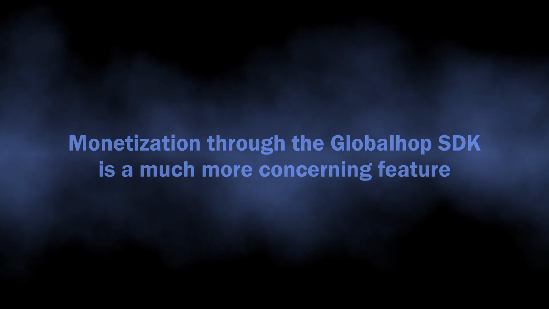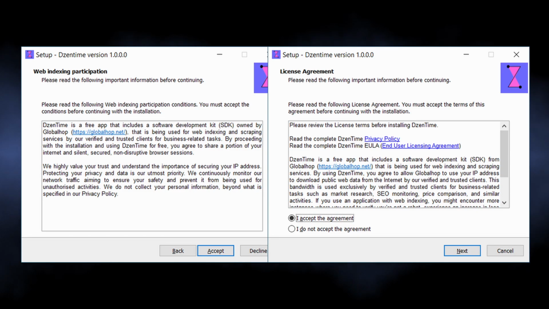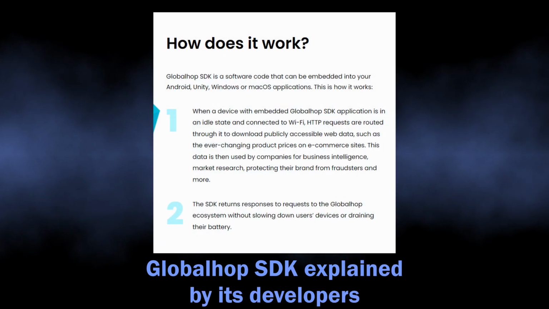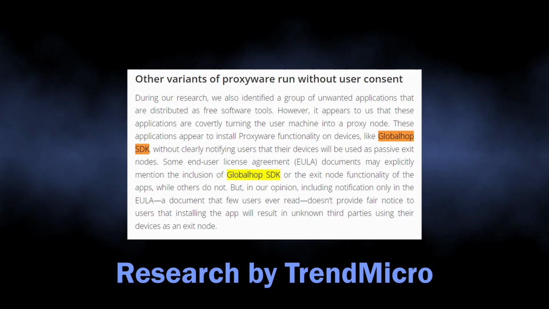A much bigger issue here is that it is monetized in a rather questionable way. During the installation, you can see the offer to share a part of your traffic, quote-unquote, under the global hub SDK. This SDK is a thing that allows adding a proxy module into the program, effectively turning your system into a proxy node. And the program itself, therefore, falls under the category of proxyware. And this is a major problem.